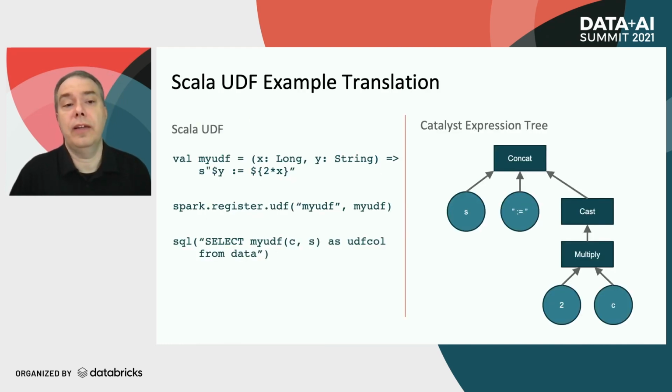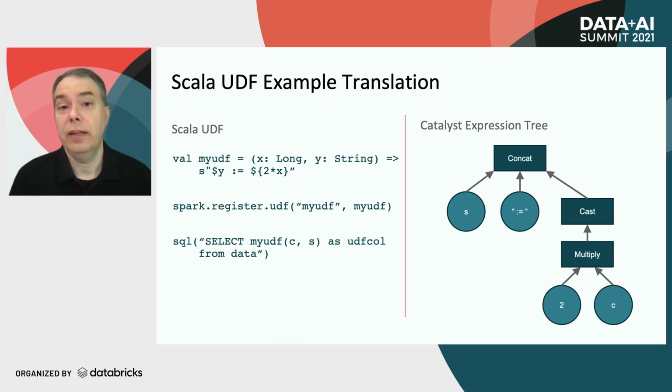Now let's look at a specific concrete example of this. This is a translation of a Scala UDF. On the left is this UDF called myUDF. It takes two parameters, X and Y, a long and a string, and it takes that long, multiplies it by 2, and then concatenates the string cast of that to whatever Y was, with a literal string in between, space colon equals space in this case. On the left, you see we register it with Spark and then use it in a query, selecting myUDF of column C and column S as some new UDF column from some table.